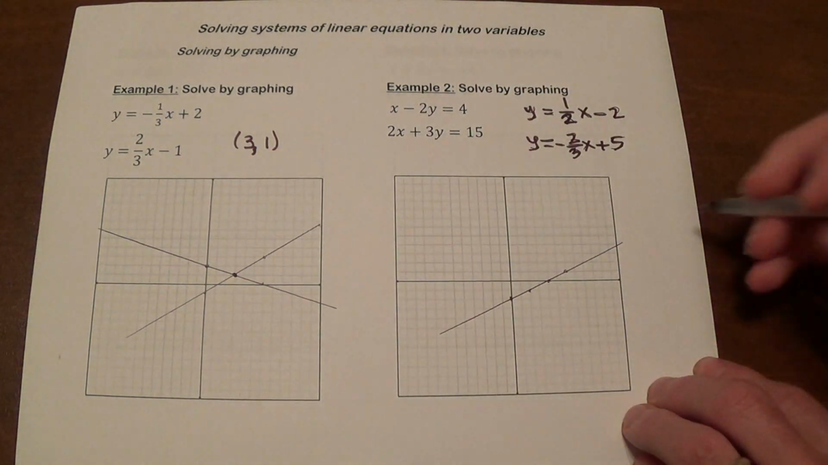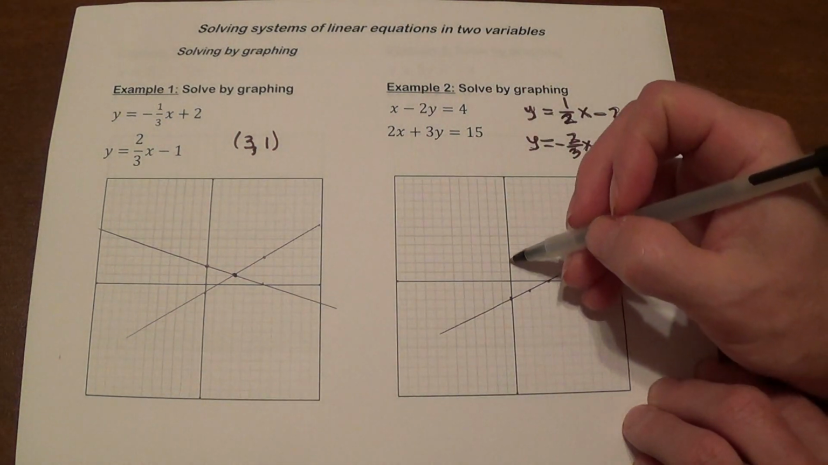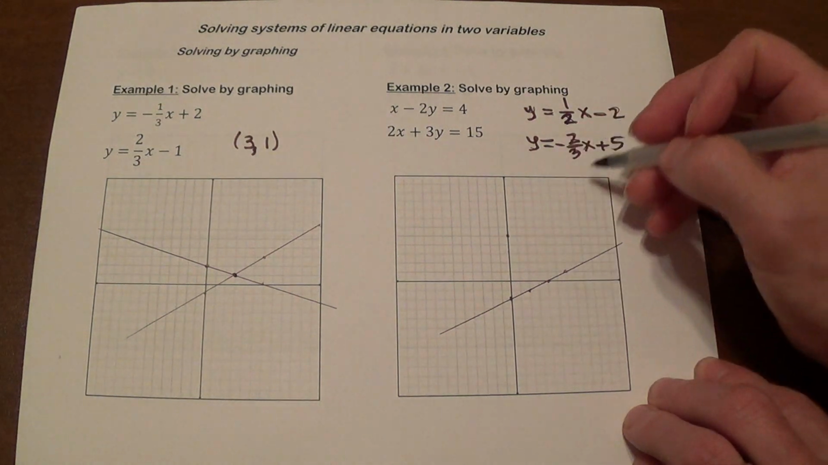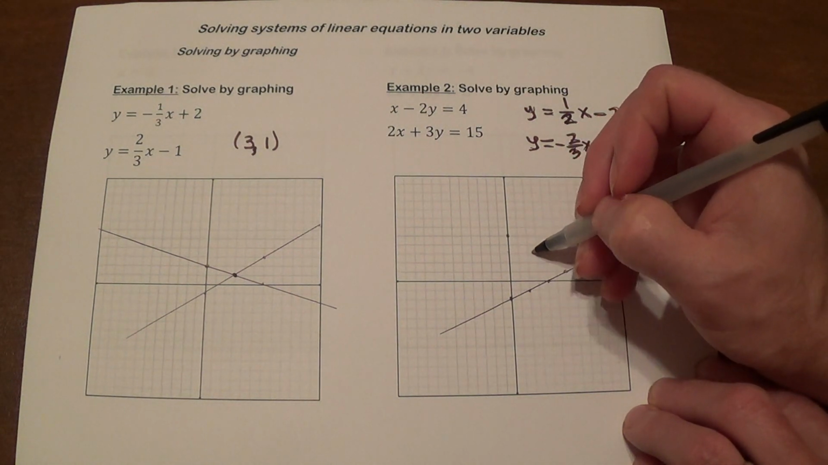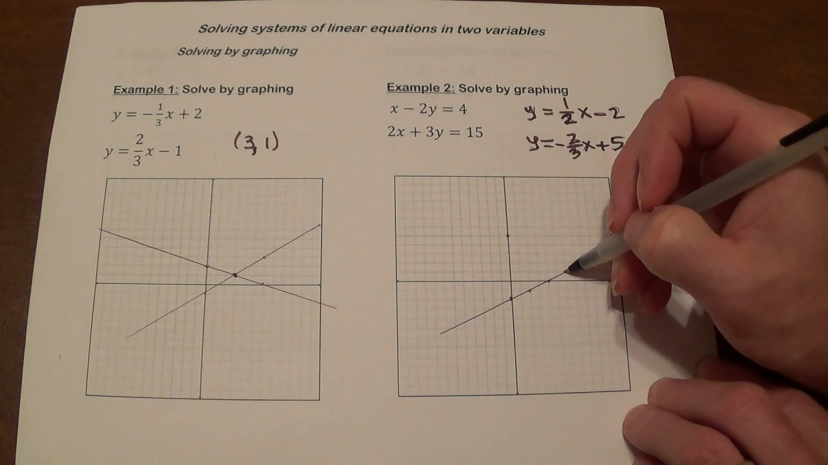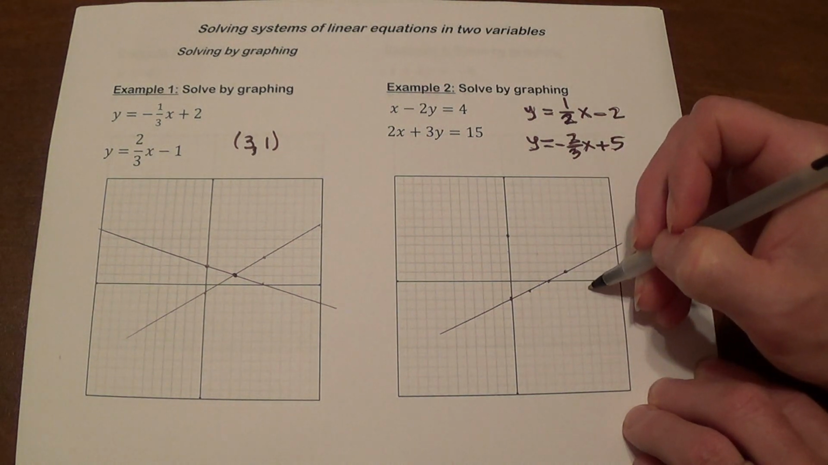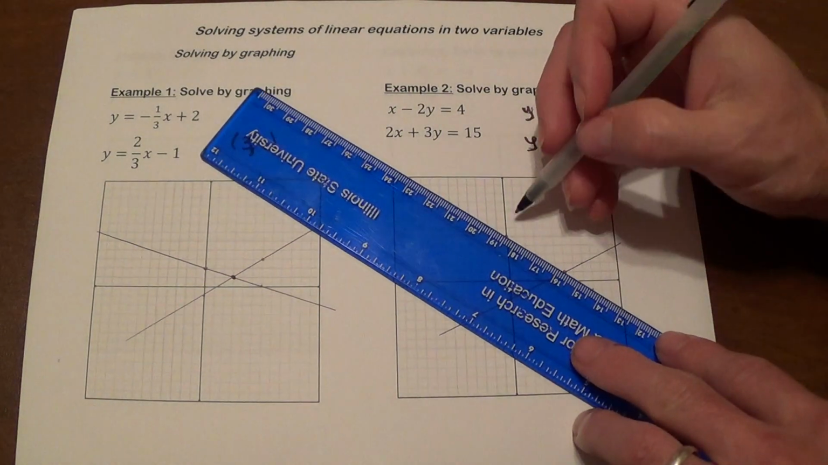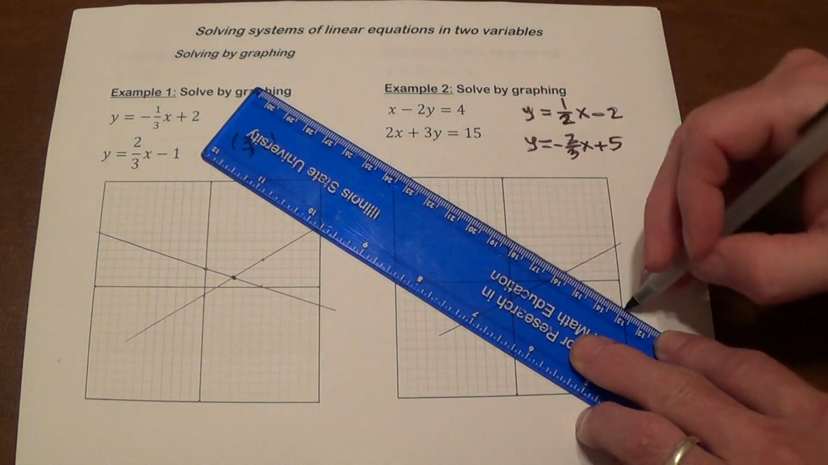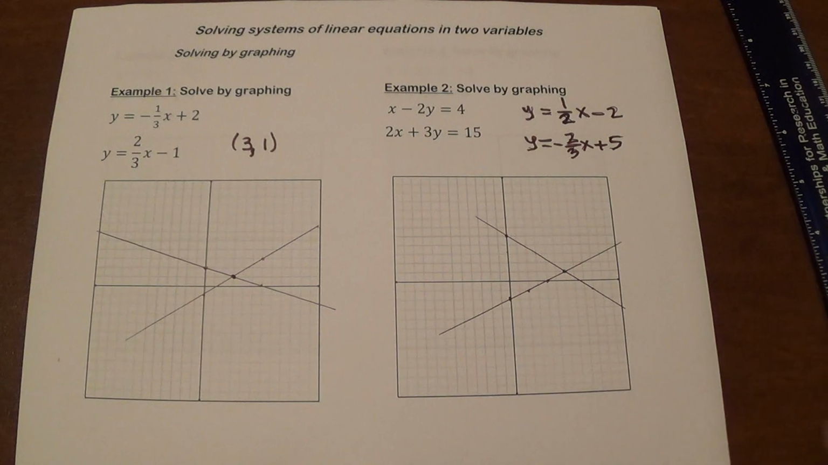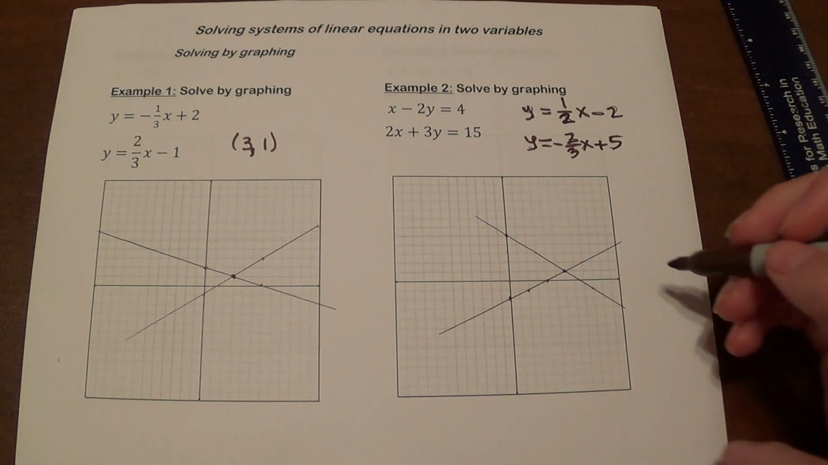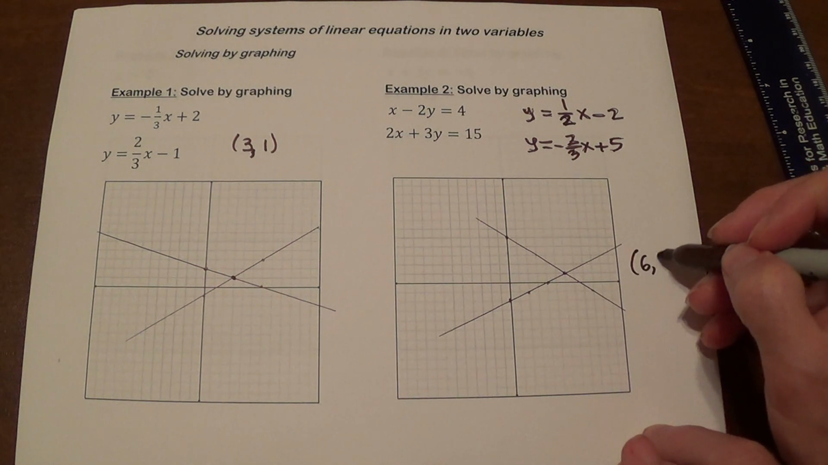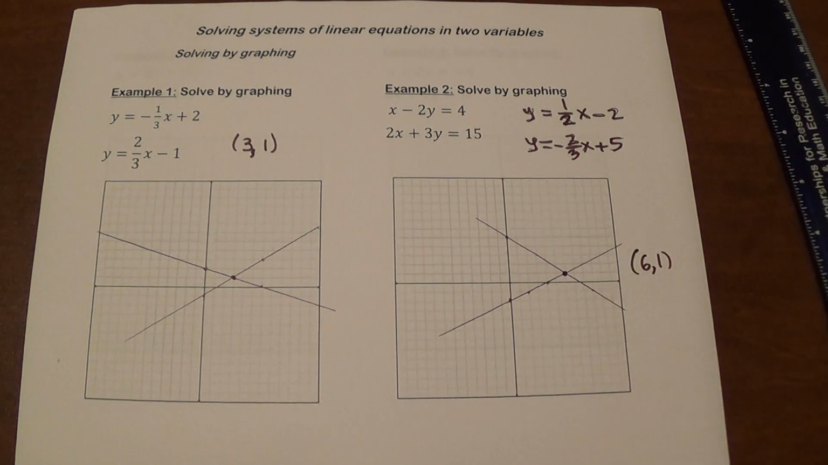The second line has the y-intercept at 5. The slope is negative 2/3, negative 2, 3, negative 2, 3, negative 2, 3. You can see that intersection. And right there, we have our intersection point at 6, 1. Okay.